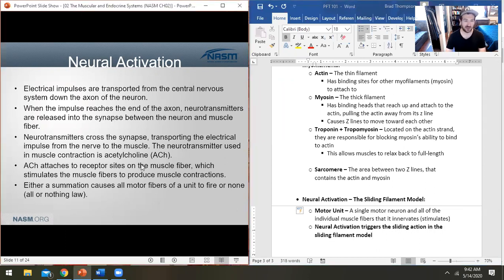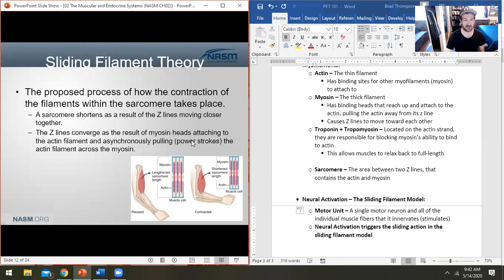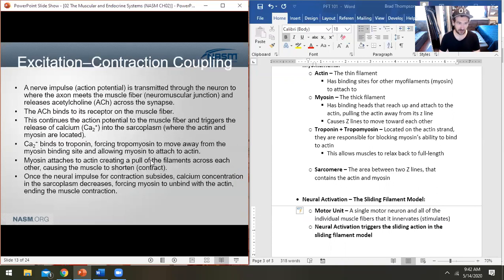So let's go ahead and look at what that looks like. The sliding filament theory is how these contractile proteins actually slide and move. So a sarcomere, that area between two Z lines, is going to shorten because neural activation will activate the sliding filament theory. So those two Z lines are going to pull closer together. Now, this right here is going to describe the entire process, and I know it's a really big list.